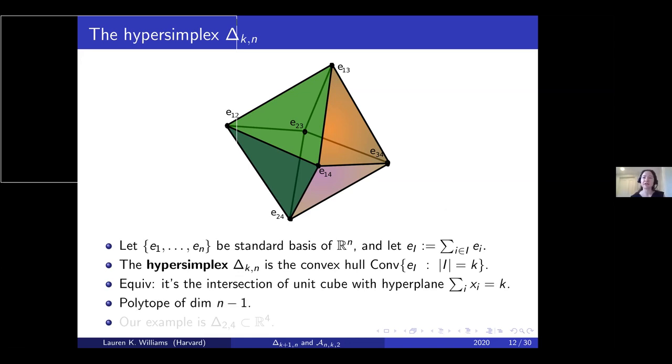And it's not hard to see that this polytope is a polytope of dimension n minus 1. And our example here is Δ_{2,4}. And I don't know if you can see my earrings in Zoom, but they show Δ_{2,4}.